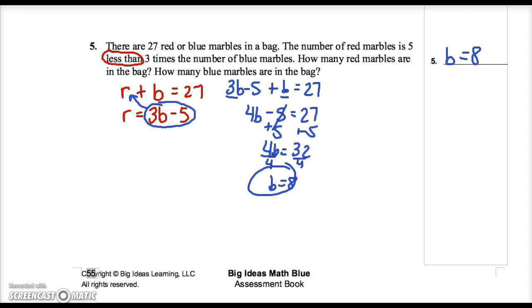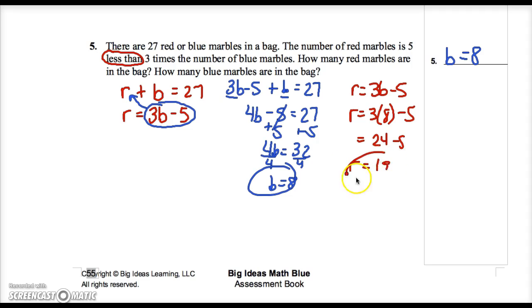And then to get the number of red marbles, I'm going to use this equation right here since it says r equals. And we're going to take 3b minus 5. So 3 times b, well, b was 8, minus 5. 3 times 8 is 24. And 24 minus 5 is 19. So there are 19 red marbles in the bag.